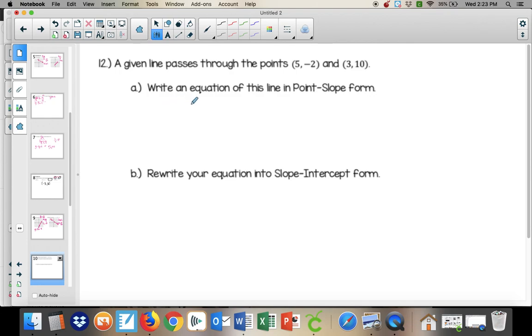A given line passes through these 2 points. Write an equation in point slope form. So first, I need to find what my actual slope is. So I'm going to find that first. 10 take away negative 2.